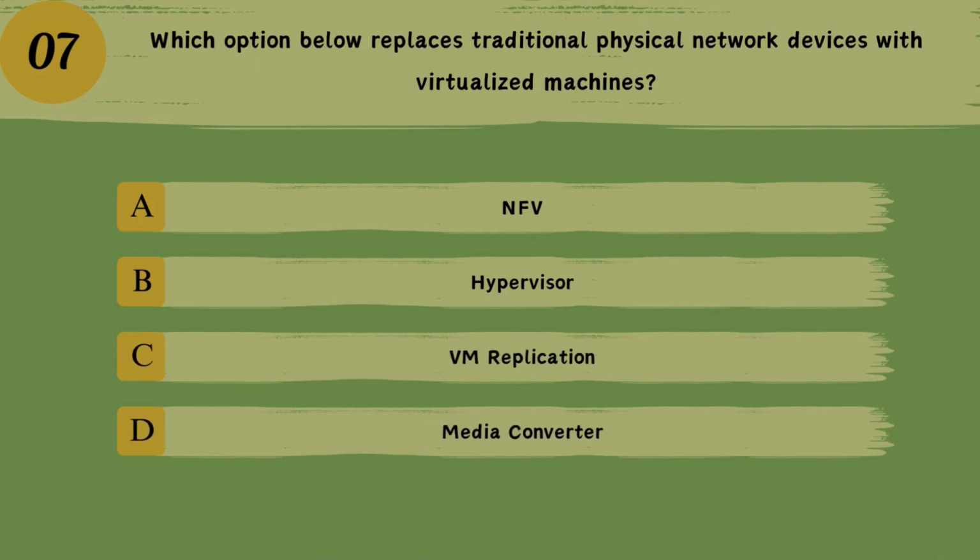Question 7. Which option below replaces traditional physical network devices with virtualized machines? A. NFV. B. Hypervisor. C. VM replication. D. Media converter. Correct answer. A. NFV.